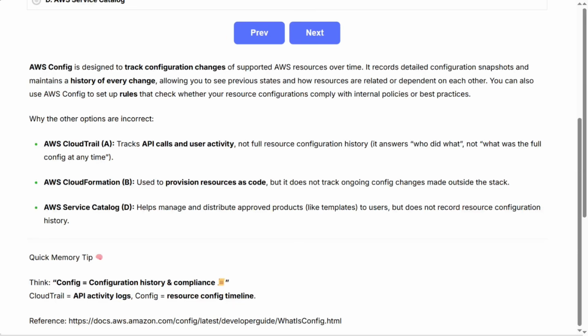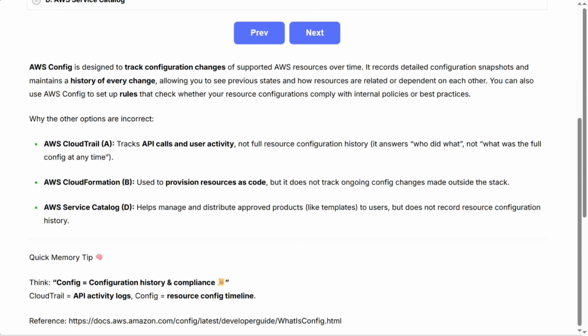You can also use AWS Config to set up rules that check whether your resource configurations comply with internal policies or best practices. Why the other options are incorrect. AWS CloudTrail (A) tracks API calls and user activity, not full resource configuration history. It answers who did what, not what was the full config at any time.